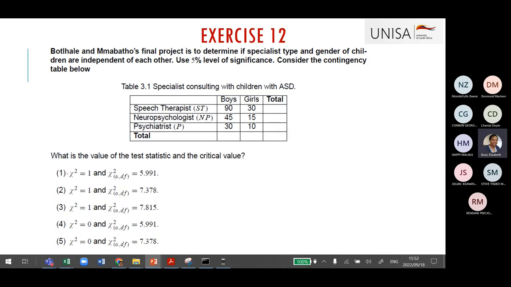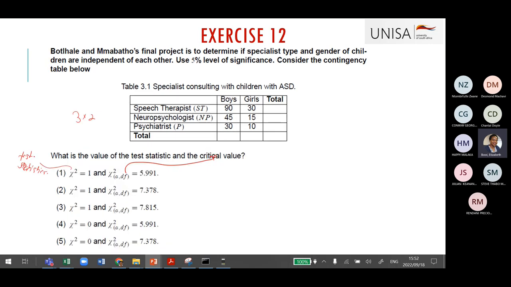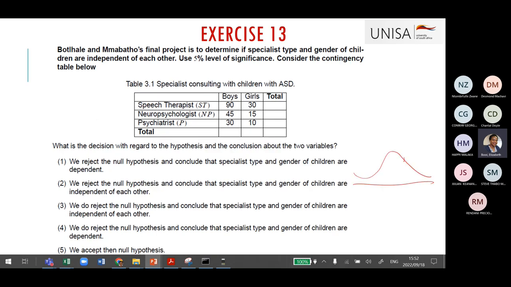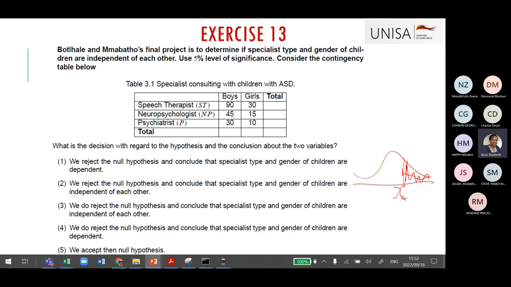The next one, they're asking you to calculate the test statistic and the critical value. You just need to find the critical value. This table is a 3x2 table, and you just calculate the critical value. After you have your critical value and your test statistic, you can then make your decision. Here you will have your critical value and you will find out whether the test statistic that you calculated, where does it fall? Does it fall on this side or that side of the critical value?